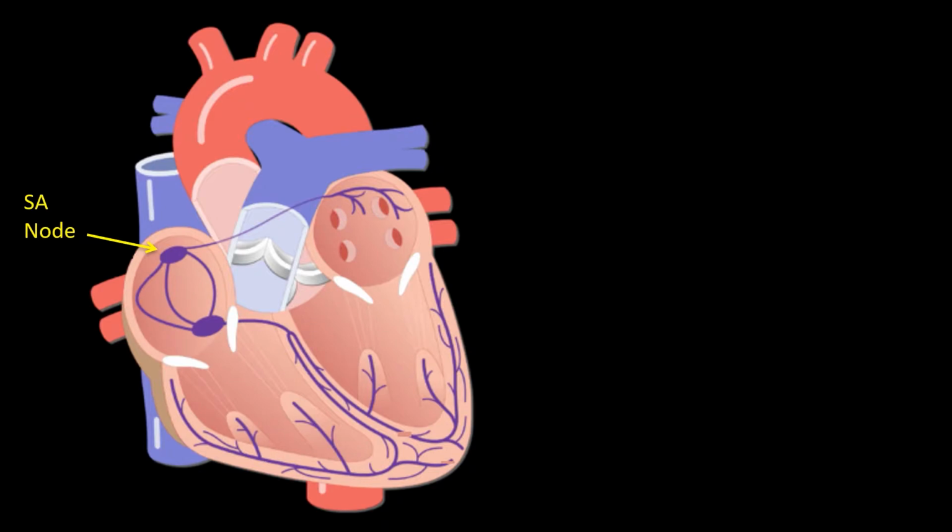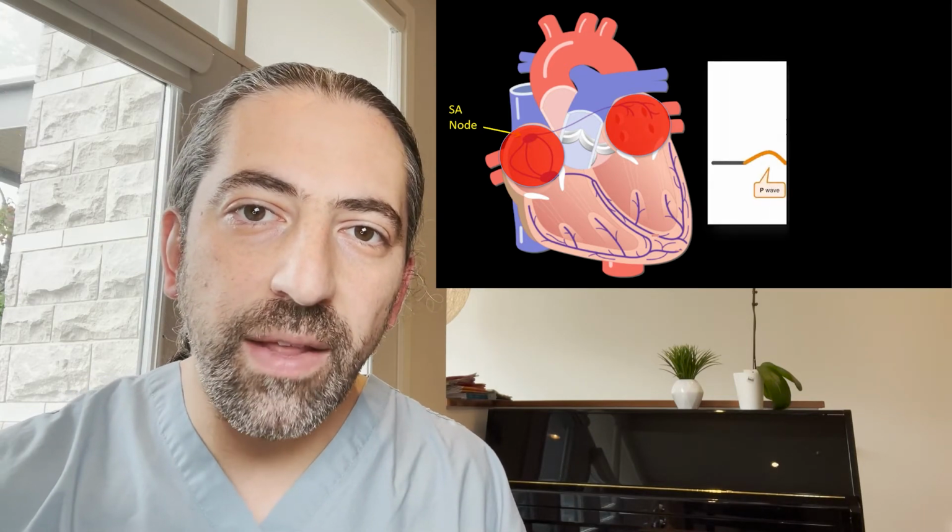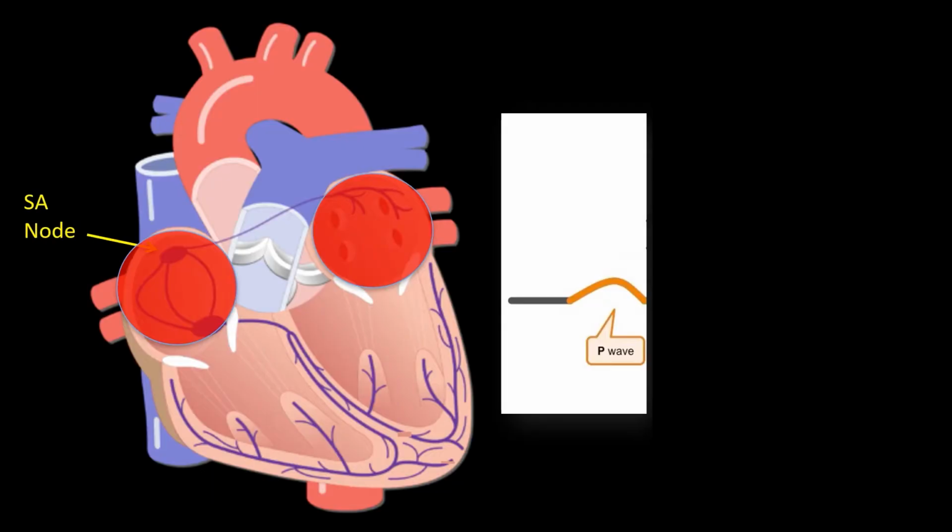The impulse originates in the sinus node and travels through the right atrium, followed by the left atrium. This is represented by what we call a P wave on the ECG. This is the first positive deflection that is low in amplitude. This P wave is followed by contraction of both the right atrium and the left atrium, emptying their contents into the right ventricle and left ventricle.